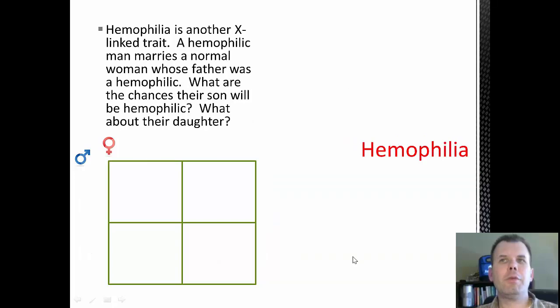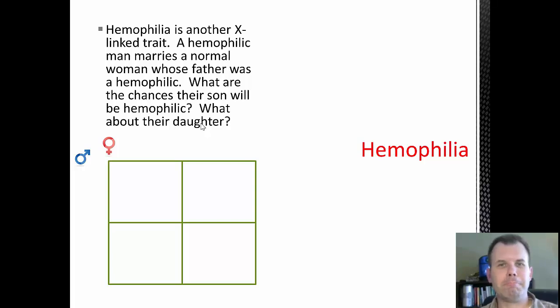Let's try hemophilia, and I'll let you guys do this problem, and I'll show you how to work this out. I'll read the problem, you can pause it, and then do it. It works just like the colorblindness does with the X, but use the H instead of C for colorblindness, use the H for hemophilia. So let's figure this one out. Hemophilia is another X-linked trait. A hemophilic man marries a normal woman whose father was hemophilic. What are the chances their son will be a hemophilic? What about their daughter? So pause here, and then we'll come back and answer the question.